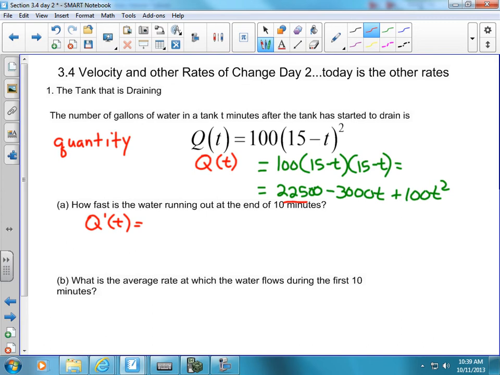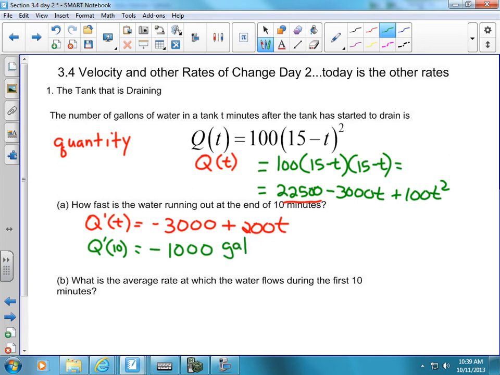The derivative of 22,500 is 0. The derivative of the next term is negative 3,000, and the derivative of the final term is 200 t. So we want to know what this value is at 10. So we plug in 10 into that equation. We get negative 3,000 plus 2,000, so we end up with a negative 1,000. This is in gallons per minute, and because it's draining, it is a negative quantity, so that's okay.